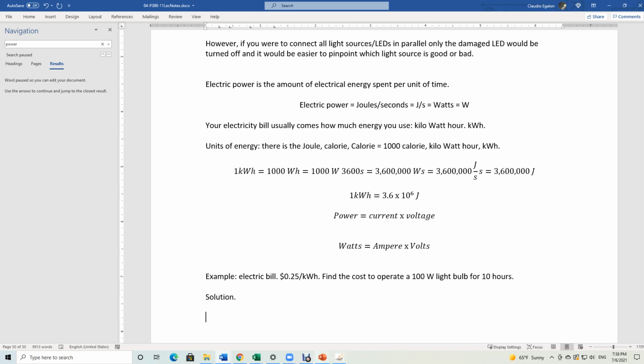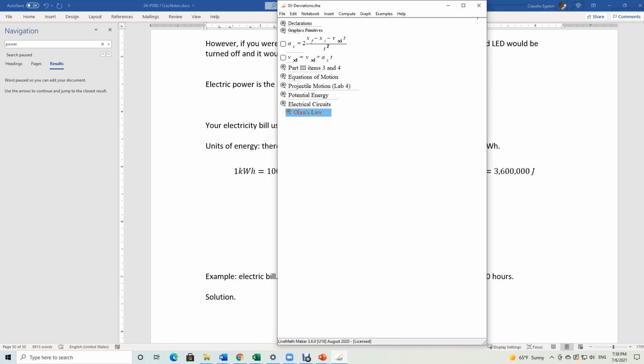Let's look at the solution here. I'm going to do the solution here in my favorite software. Alright, so here you go. Find the cost to operate a 100-watt light bulb for 10 hours, if your company, that DWP, charges you 25 cents per kilowatt hour.